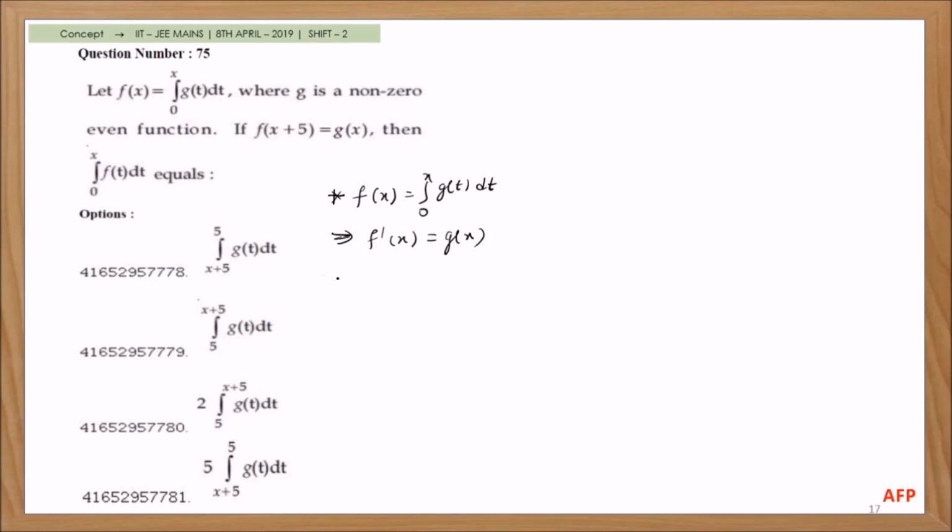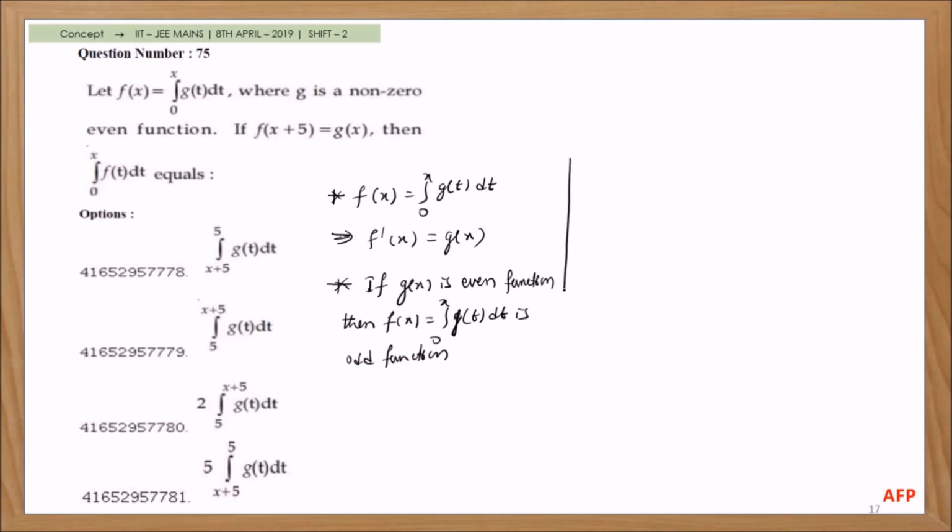So this is the first point. And the second point you can see here: if g of x is a given function, then we can write f of x equals the integral from 0 to x of g of t dt, which is an odd function by integration properties. So we will be using these two properties in simplifying this problem.